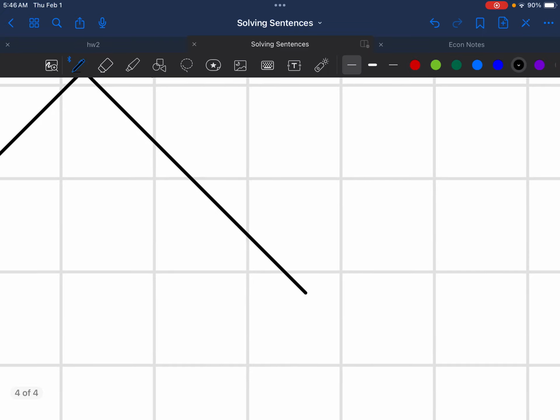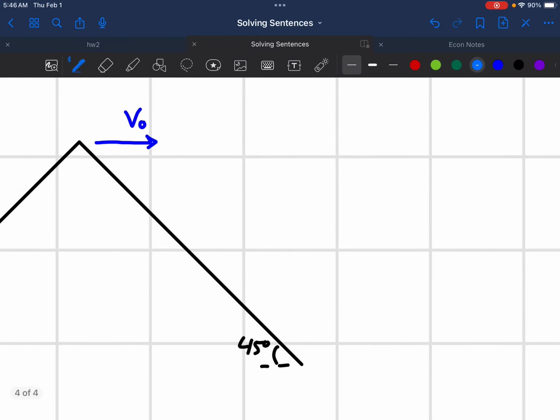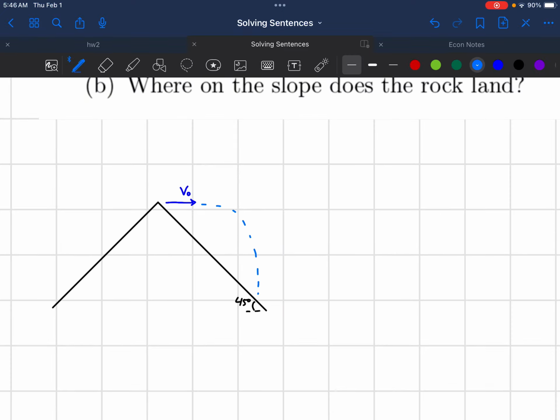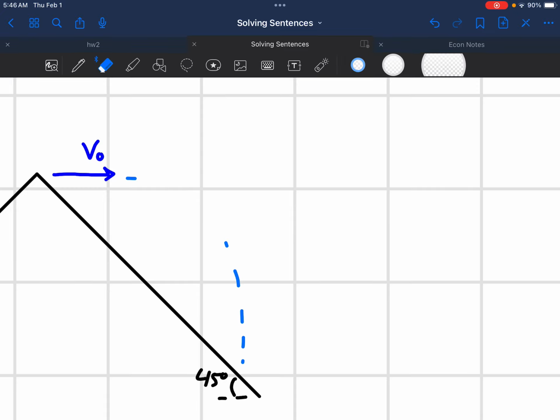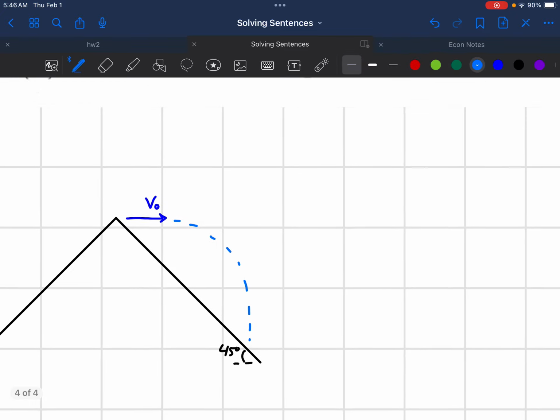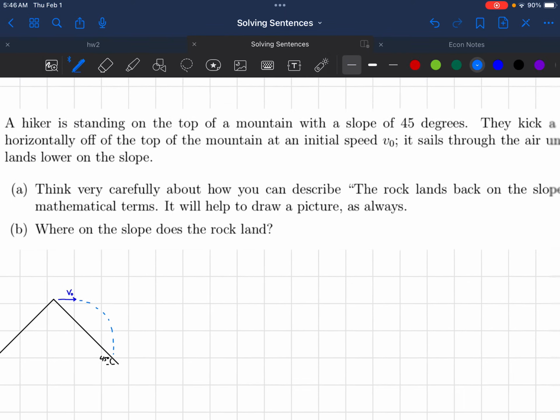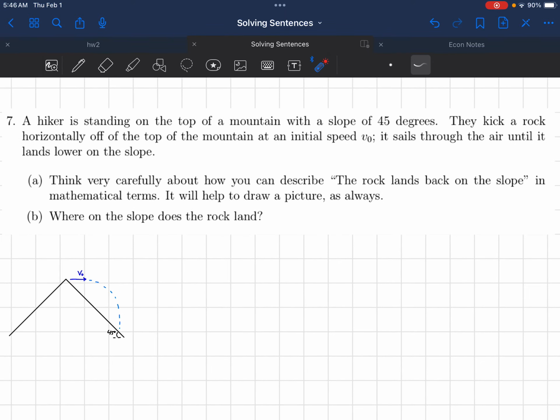I know that this angle, we're given the slope of the mountain to be 45 degrees. So my trajectory might do something. Maybe if I could draw a nice parabola, this would work. Something like that. It's not quite good, but we can pretend it is. That's not the important part of this. Okay. So we are given the initial speed v0. Even though we're not given a number for it, we're told that it's at an initial speed v0, which means that's a known value.